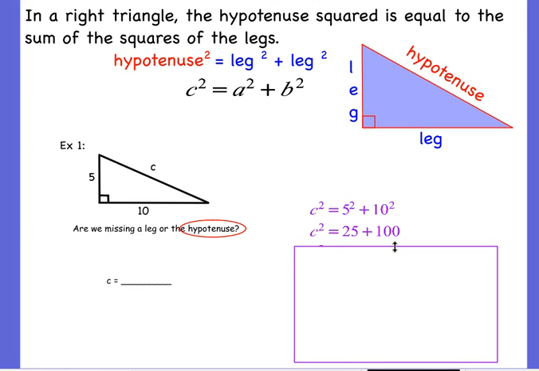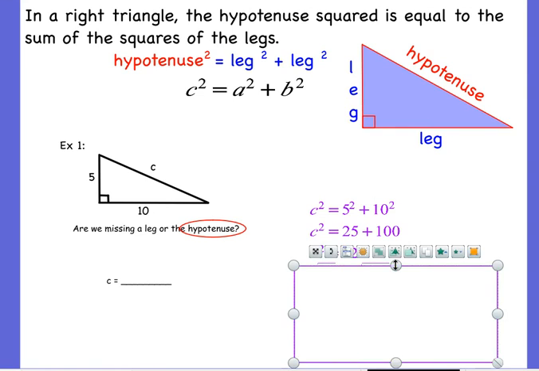Now remember that since we are not looking for c squared, we want to figure out the actual value of c, we're going to have to take the square root of both sides. And when we take the square root, we're going to end up with the square root of 125. Now, 125 is not a perfect square, so we're going to need to factor 125. And I know that because this number ends with a 5, I will be able to divide 125 by 5 and get a whole number.